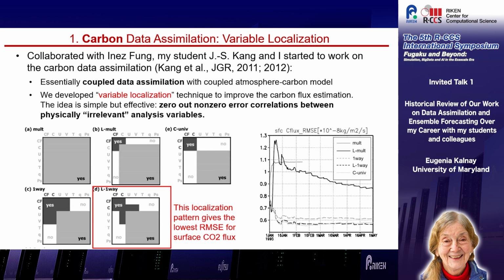In 2011, with Inez Fung and my former student Ji-Sun Kang, we started to work on carbon data assimilation. For carbon data assimilation, we developed the variable localization technique to improve the carbon flux estimation. The idea of this method is to zero out non-zero ensemble error correlations between physically irrelevant analysis variables. Though simple, this method is very effective and significantly improves the carbon flux estimation.